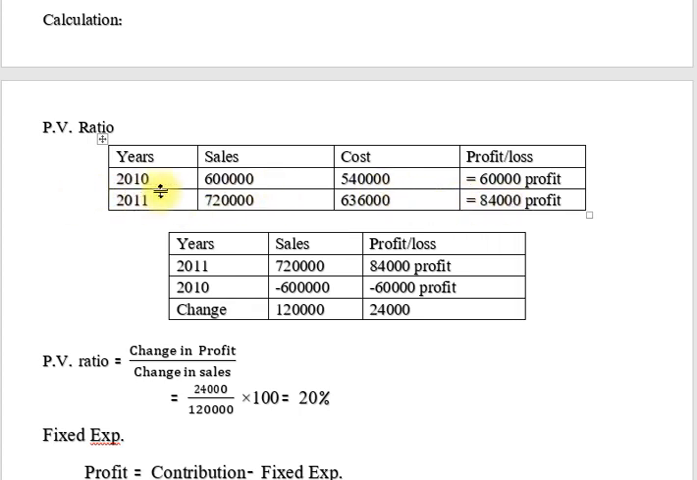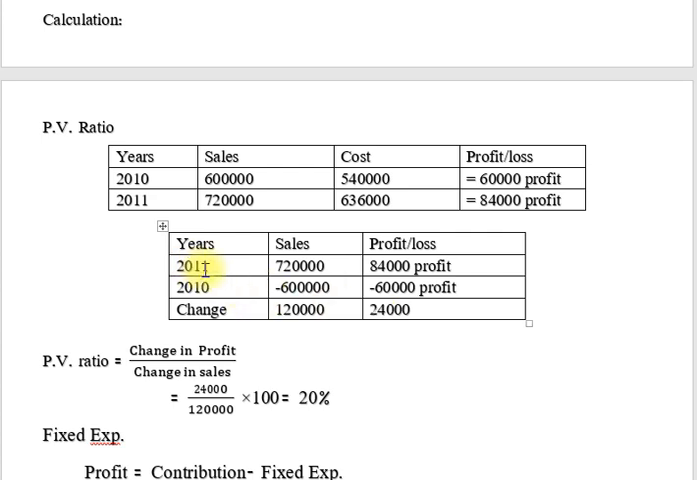Then in 2011, our sales is 7 lakh 20,000 and cost 6 lakh 36,000. The difference is 84,000. This is also called profit. Now friends, we find out our second step: change in sales and change in our profit. Again I prepare another table. There are three columns: years, sales, and profit.